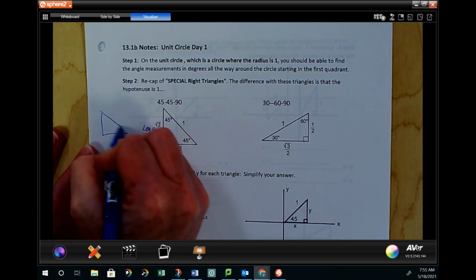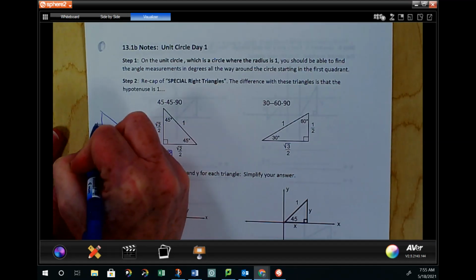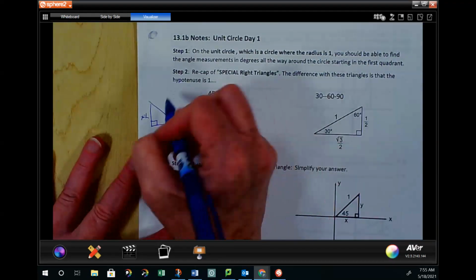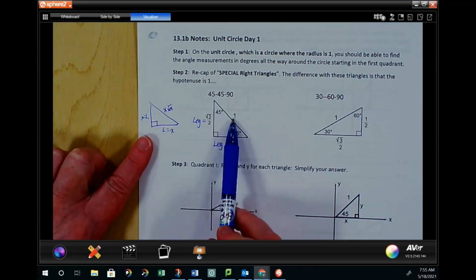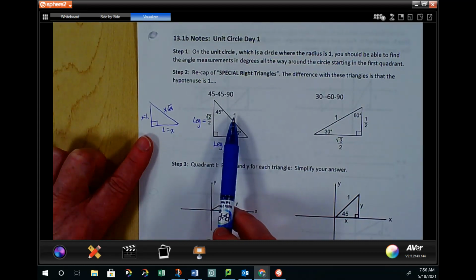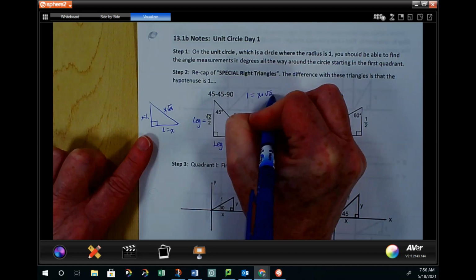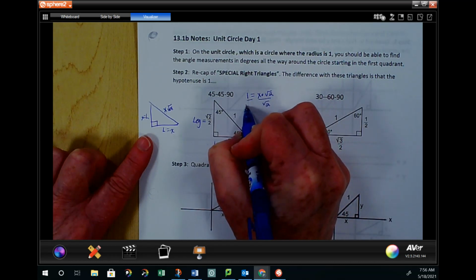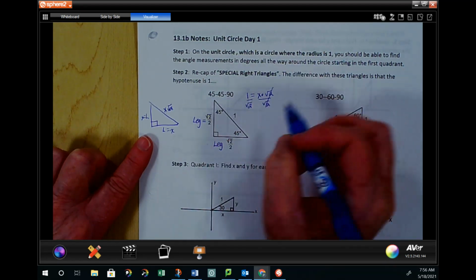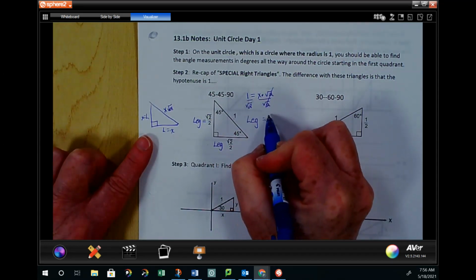So what we said before with the 45-45 is that your legs were x, and then your hypotenuse was x times the square root of 2. What's different in this case is that your hypotenuse is 1. So if 1 is equal to x times the square root of 2, we have to solve for our leg. I'm going to divide by the square root of 2 on both sides. This cancels out, and now our leg of a 45-45 triangle is 1 over the square root of 2.